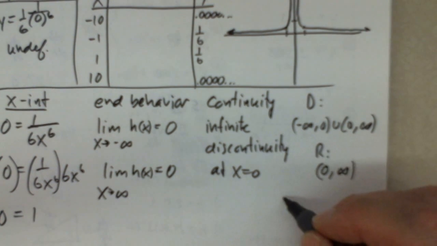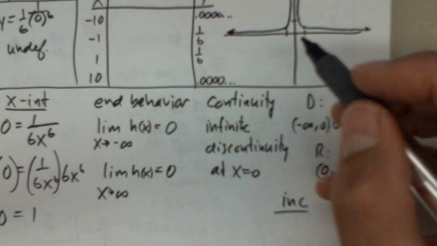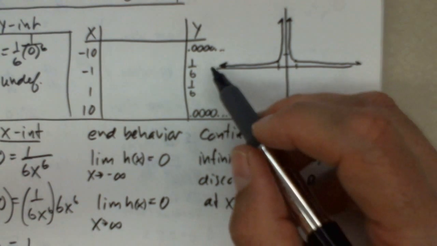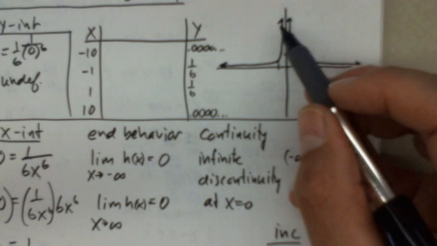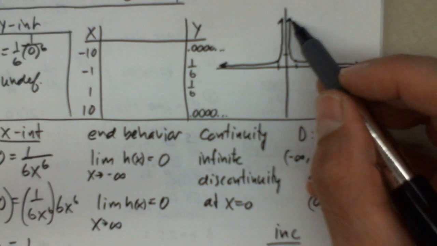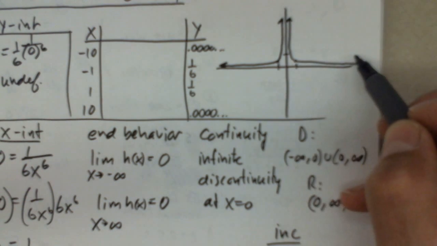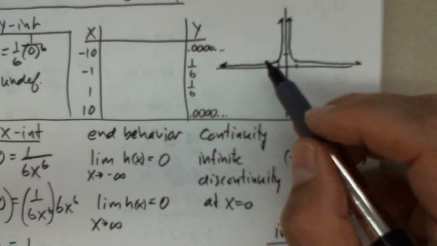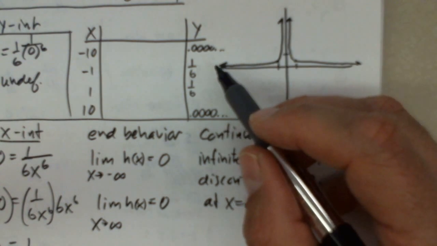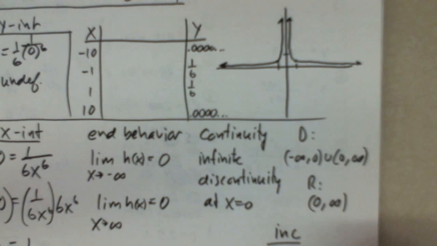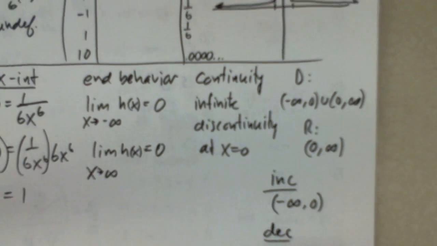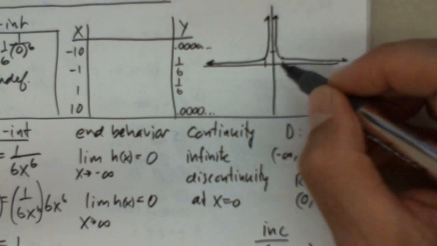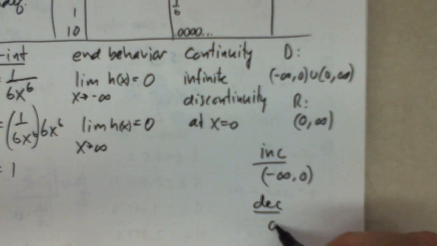And then we'll go to increasing, and we follow the graph from left to right. Increasing, this looks like it's increasing here, but it's decreasing because we have to go left to right. So we have increasing and decreasing. Increasing from -infinity to 0. Decreasing from 0 to infinity.